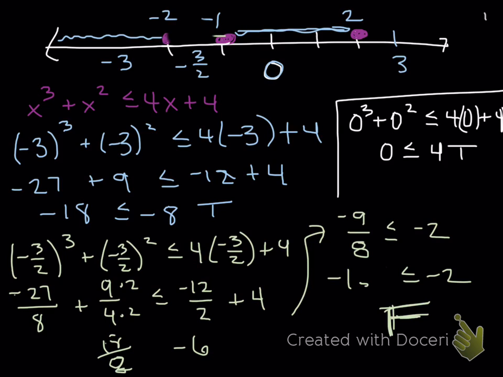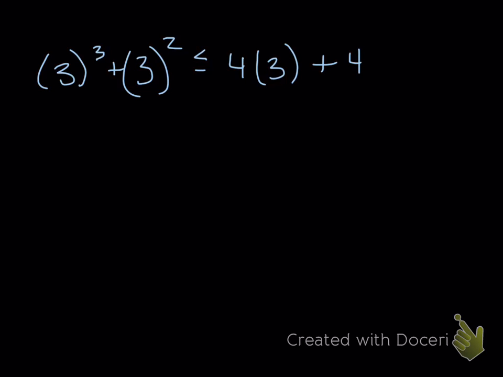So the last region we need to test is a 3. I'm going to switch the screens. So I have 3 cubed plus 3 squared is less than or equal to 4 times 3 plus 4. So we'll get 27 plus 9 is less than or equal to 12 plus 4. And again, right off the bat, you should be able to see that the left-hand side is not going to be less than the right-hand side. So this is a false statement. Sorry. So I'm not going to be shading over there.